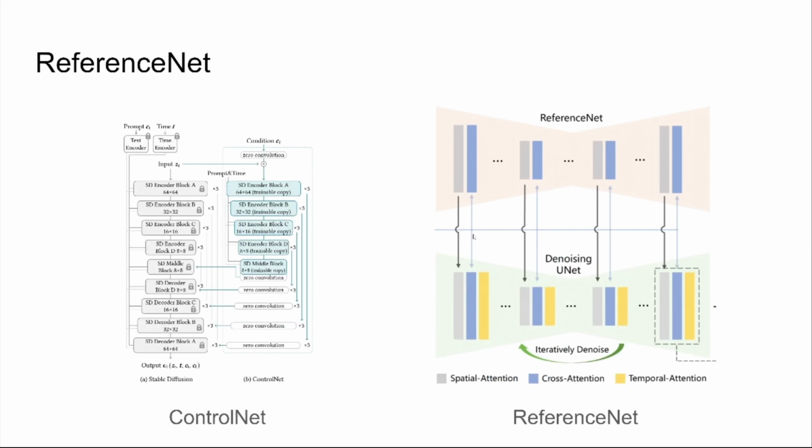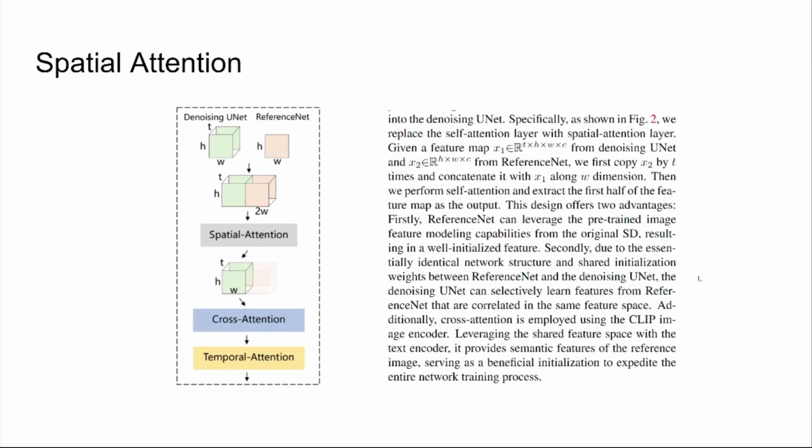But in ReferenceNet they have another special trick, which they call spatial attention. You can think about the frames of the video here. Every frame has a height and width, and then you aggregate all the temporal parts. Then you get a kind of 3D matrix, basically a volume. This is a representation of the video, of course in the latent space. And the reference image is just an image, so you have this height and width.